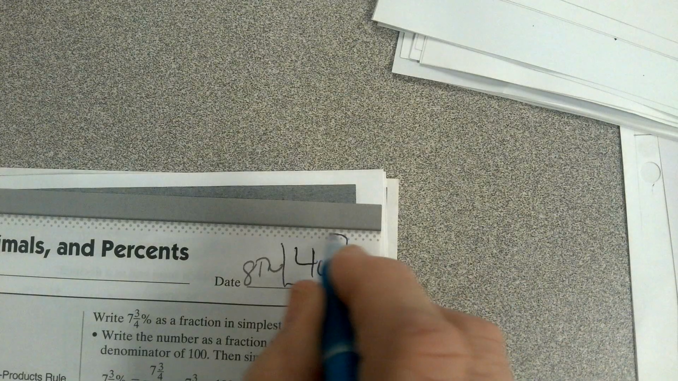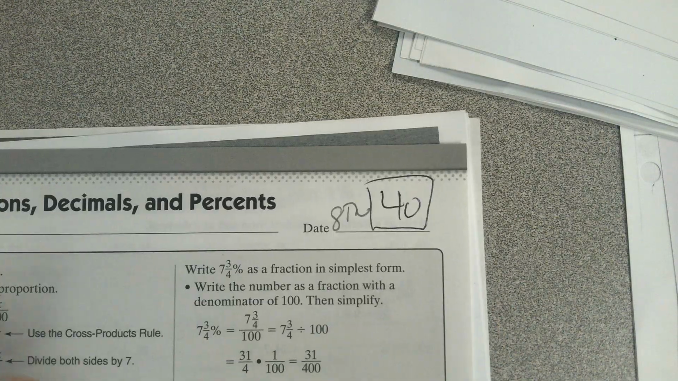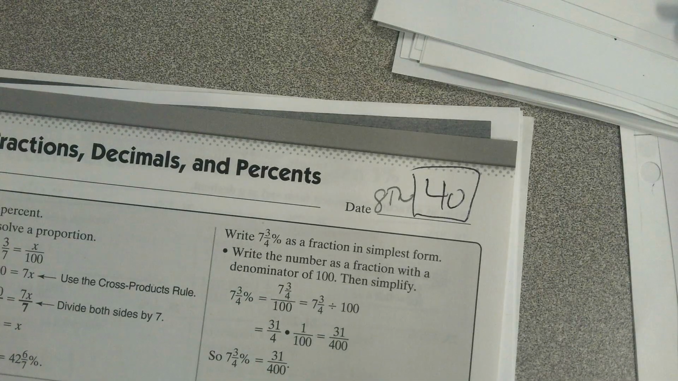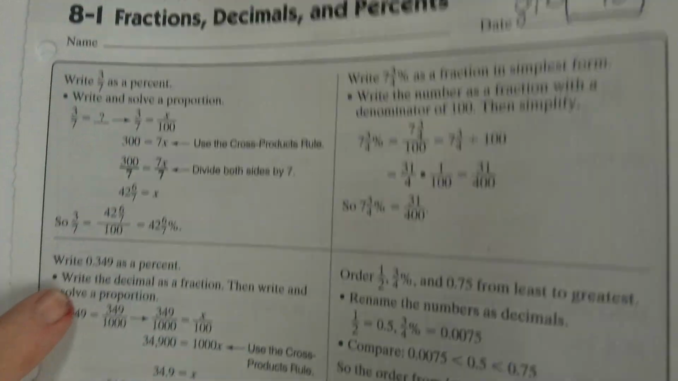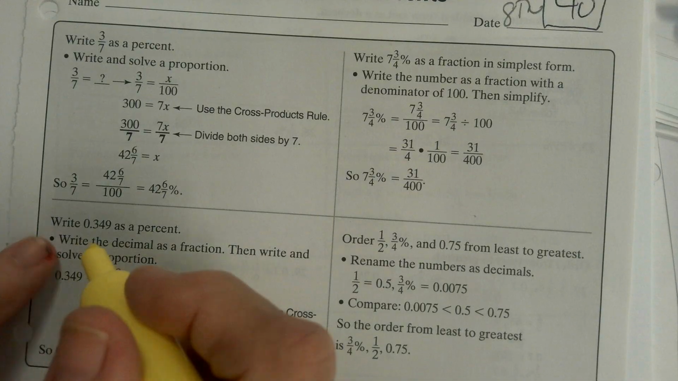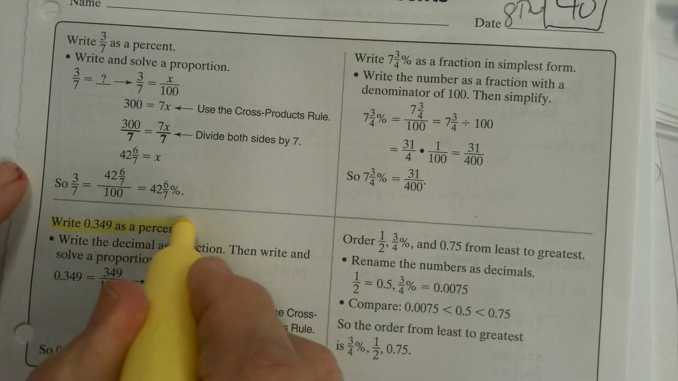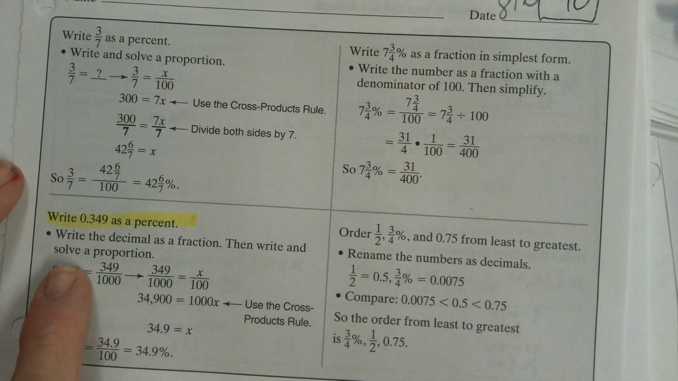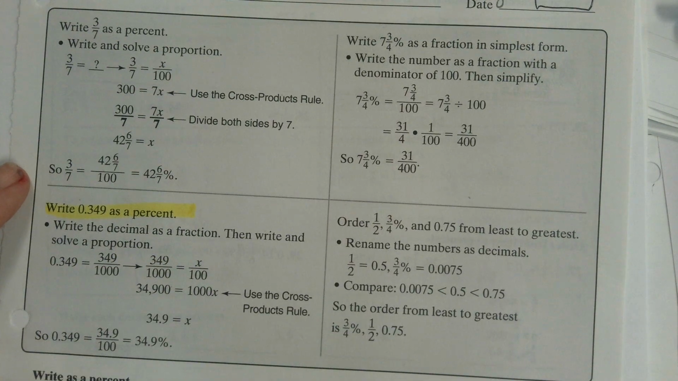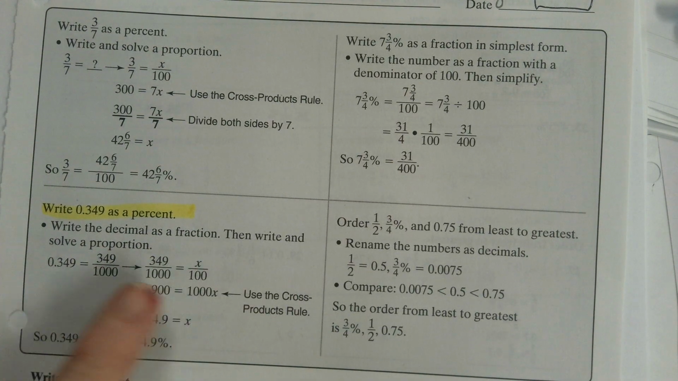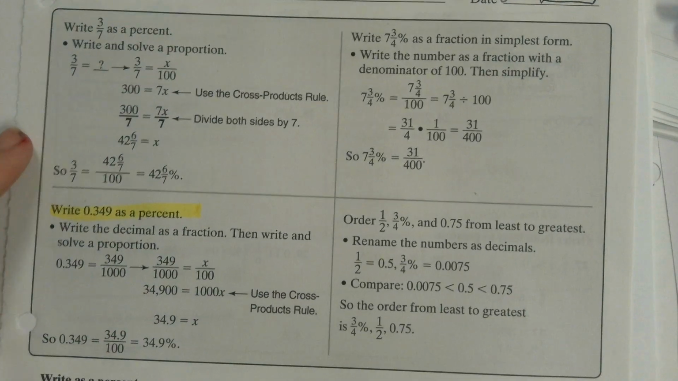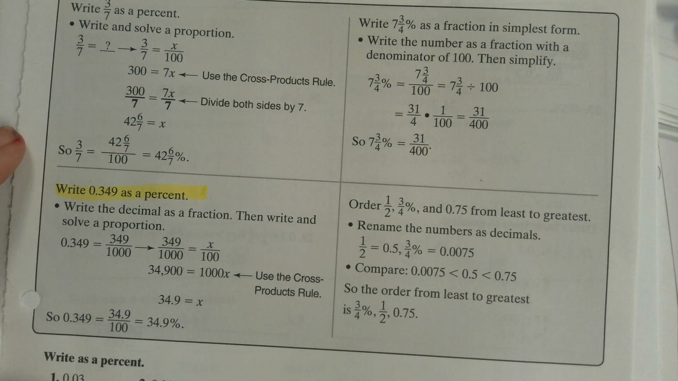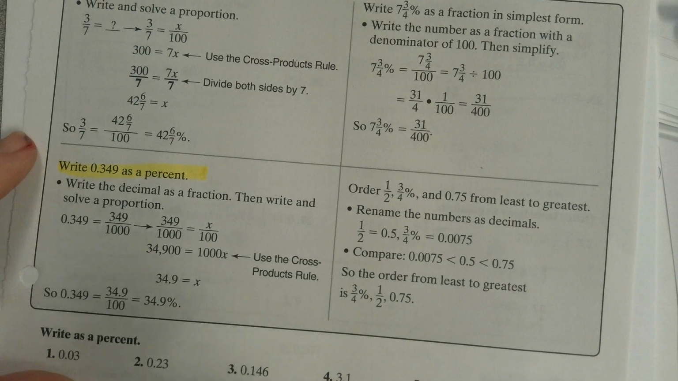Assignment number 40 is going to be on fractions, decimals, and percents. I'm going to go back to the notes since we can look at this. Let's go down to this one, because this is what we started with. Write this decimal as a percent. It says write the decimal as a fraction, then write and solve a proportion. I didn't do that, but we'll do it in a second. But you should recognize that some of these you don't need to do that.